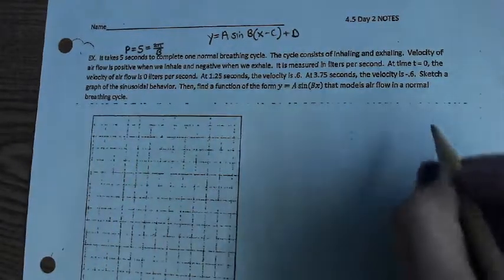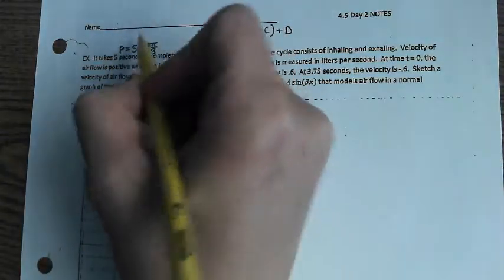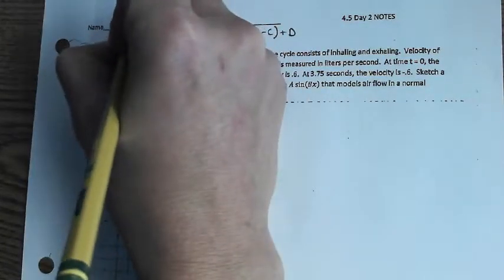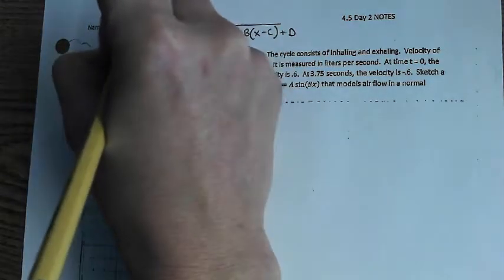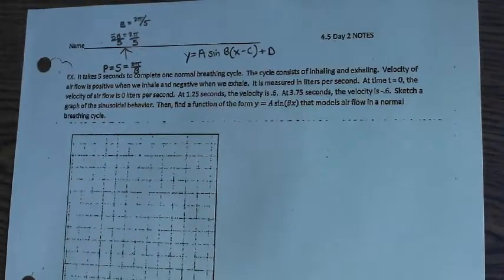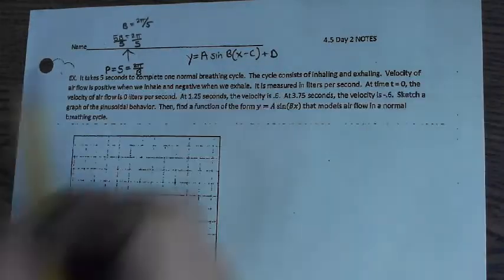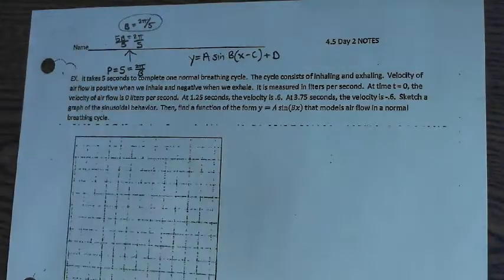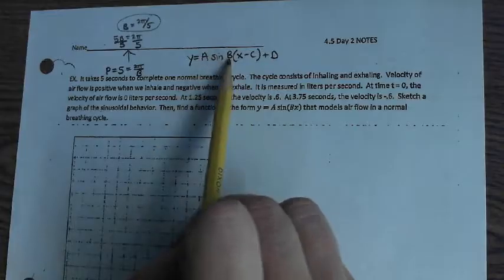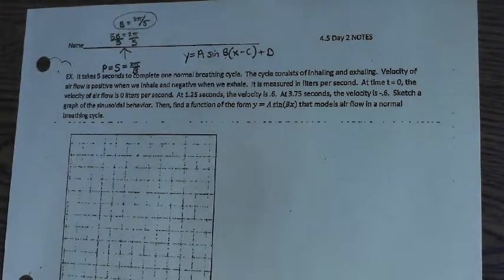If we cross multiply, we'll get 5b equals 2 pi. Divide by 5 on both sides, and b equals 2 pi over 5. So that will be in our equation.